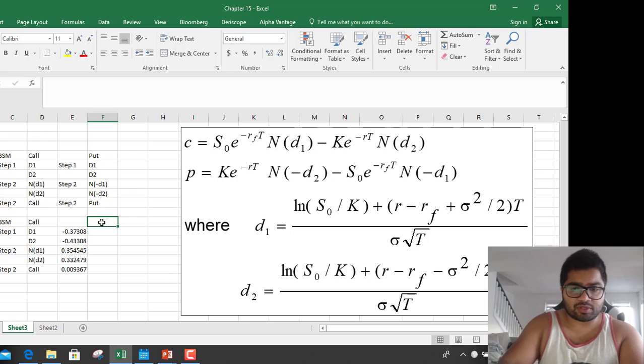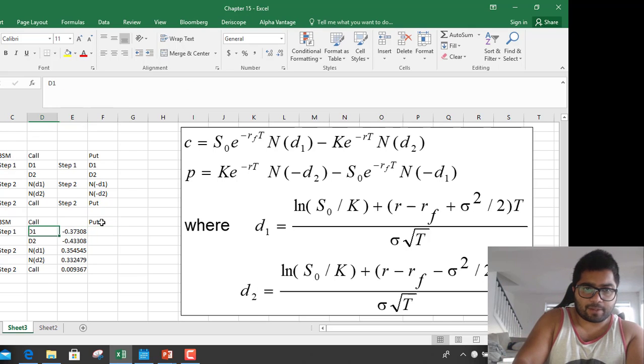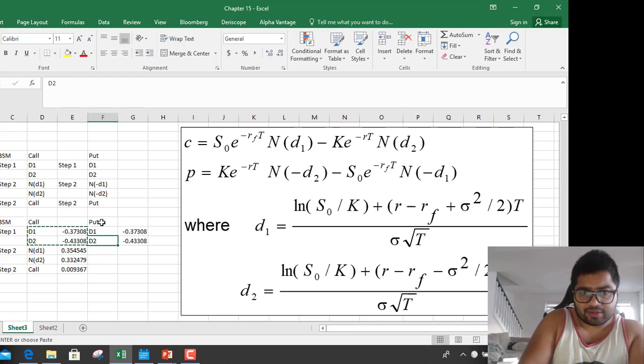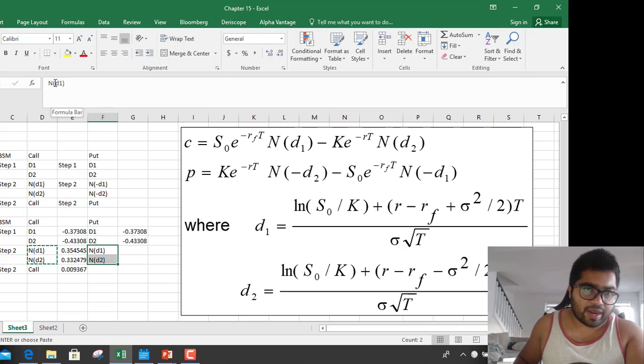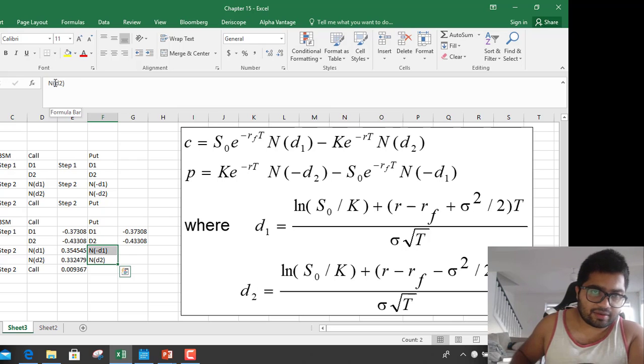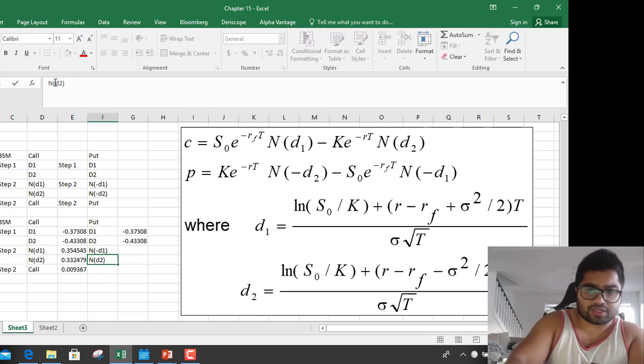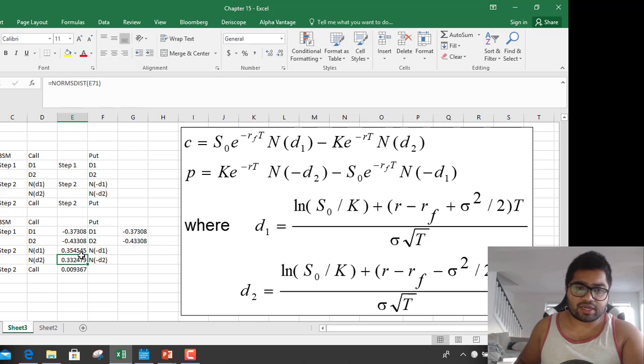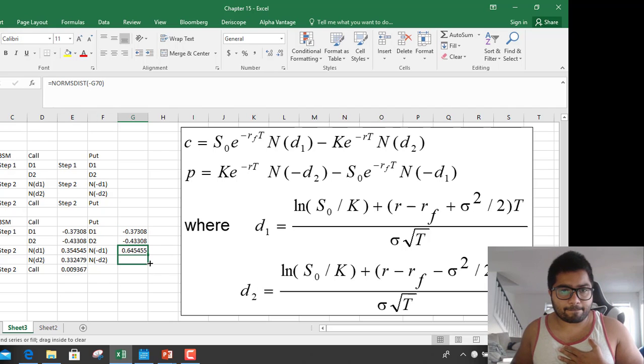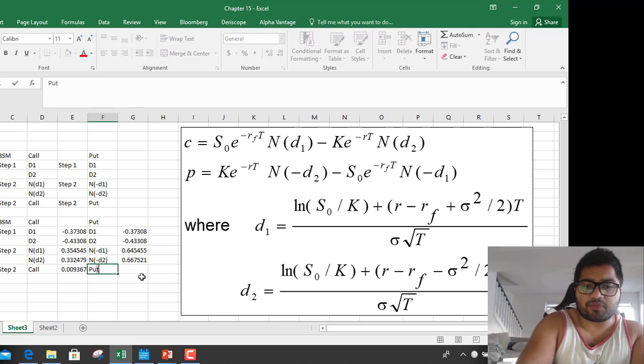So for put, let's do it for put. The first step is the same. You calculate D1 and D2, right? Then instead of N(D1) and N(D2), you have to calculate N(-D1) and N(-D2). So I'll do that. I'll just copy this formula and change it to minus D1.